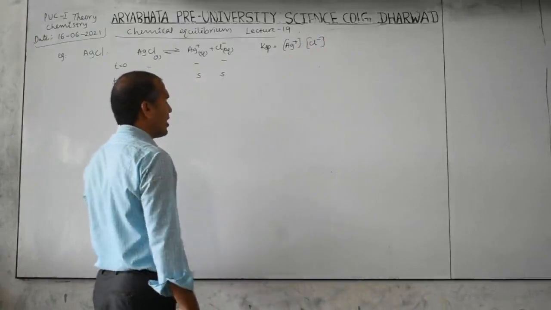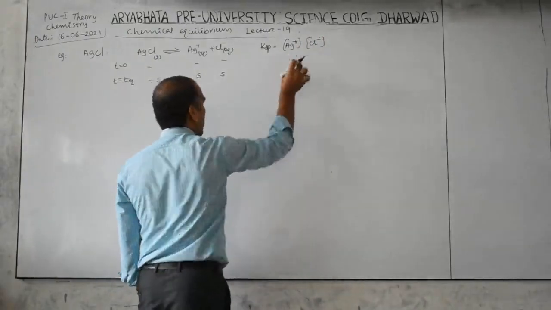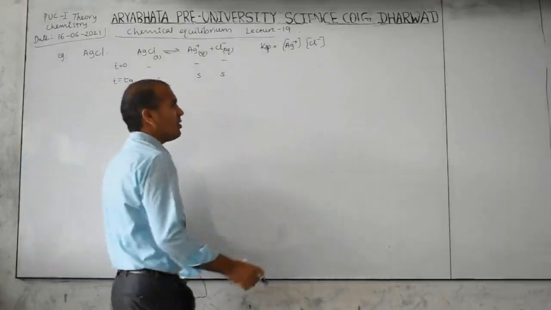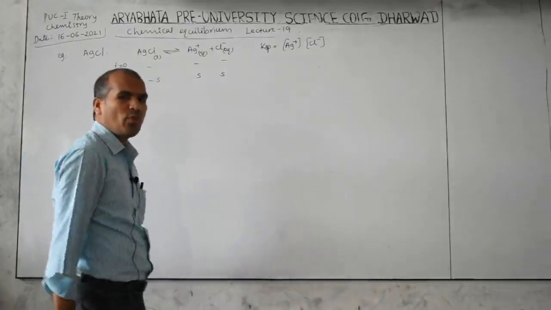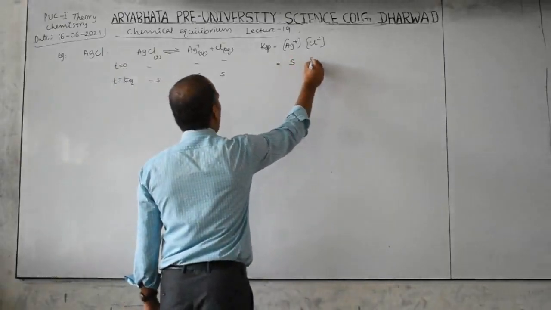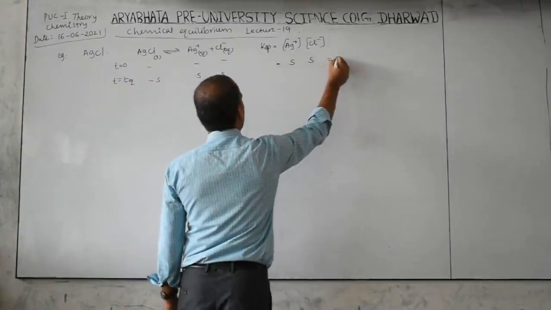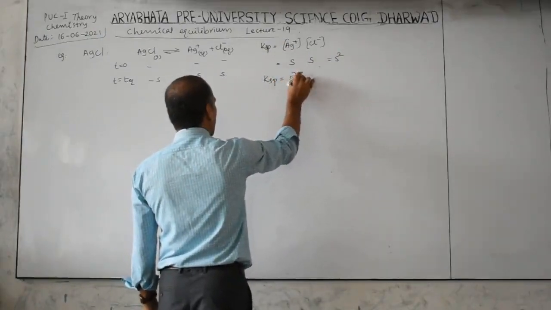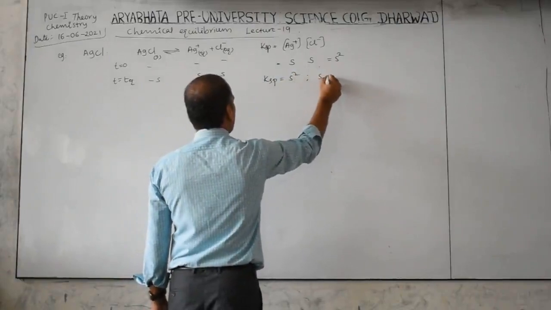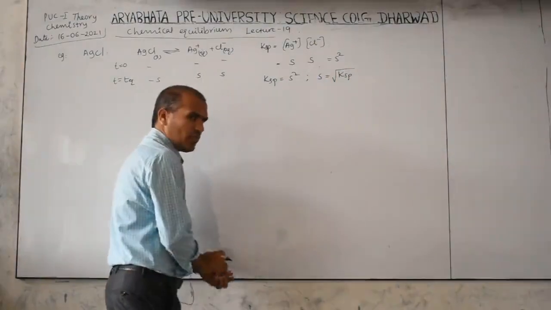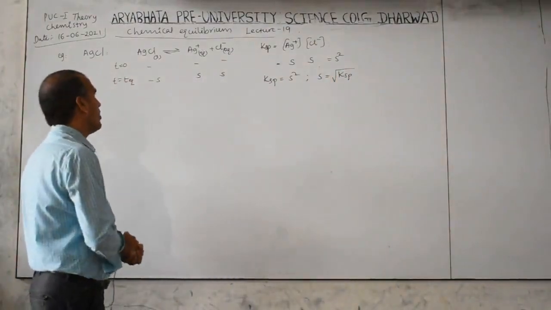When it is represented like this, always we have to put the equilibrium concentration. Equilibrium, S means solubility, solubility is nothing but molarity, that is the value we have to put here. Then S and S, S into S, S square. Therefore Ksp is equal to S square. If you want S, then it is the square root of Ksp. I hope this is clear.